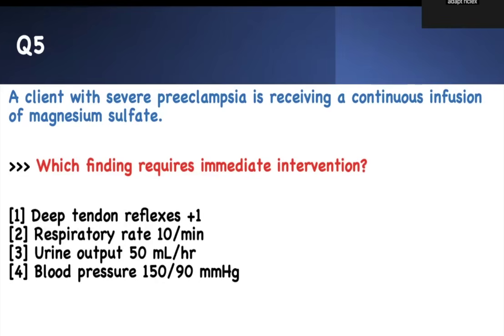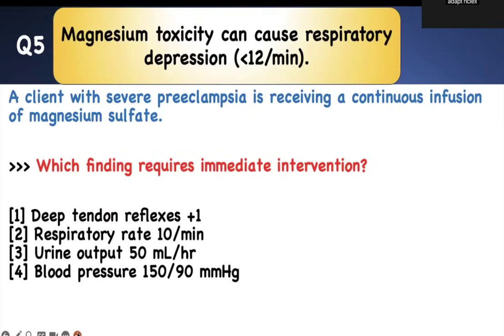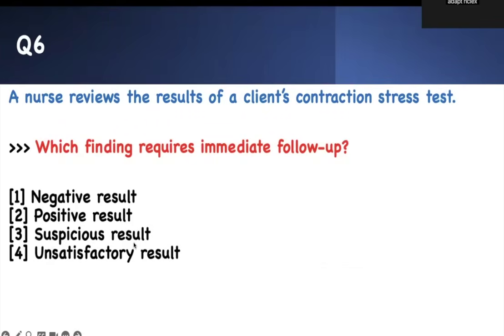Therefore, what's going down is 1 and 2. Your reflexes or your respiratory rate, which one is a priority? The question says immediate intervention. I'm going for your respiratory rate. That's more serious than your reflexes going down. Number 2 is your right answer.